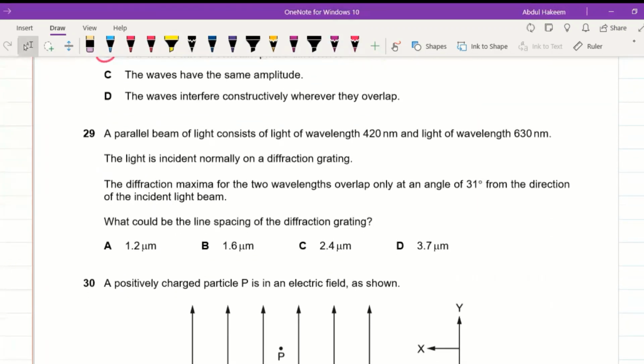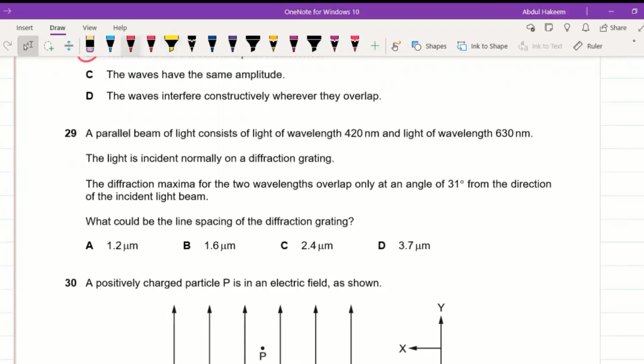And the next question is, a parallel beam of light consists of wavelengths 420 and 630. The light is incident normally on a diffraction grating. The diffraction maxima for the two wavelengths overlap at an angle of 31, meaning the angle for both is the same from the direction of the incident light. What could be the line separation of the diffraction grating?